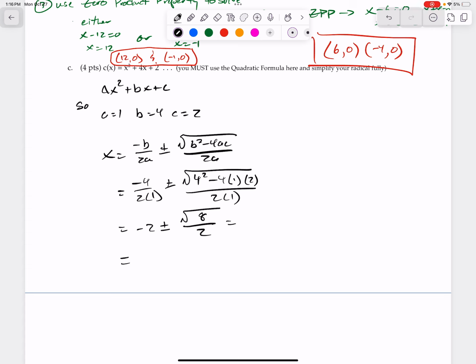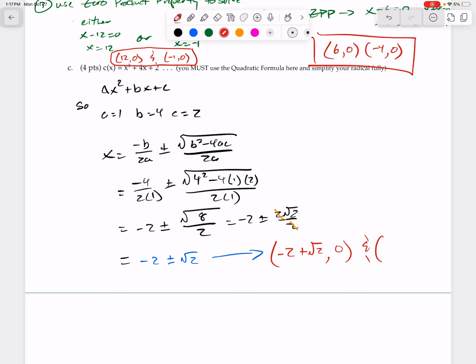8's 2 root 2, so negative 2 plus or minus 2 root 2 over 2, and we get to make those happen, so we get minus 2 plus or minus square root of 2, which leads us to our 2 points, which are minus 2 plus root 2, comma 0, and minus 2 minus root 2, comma 0.